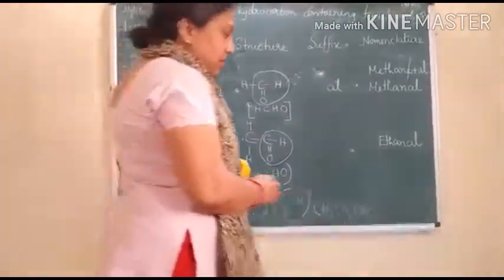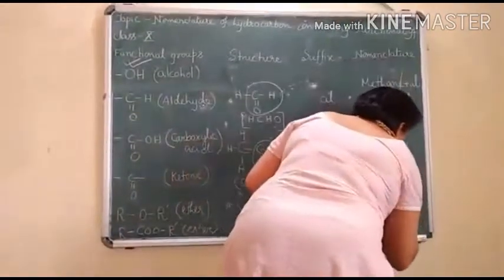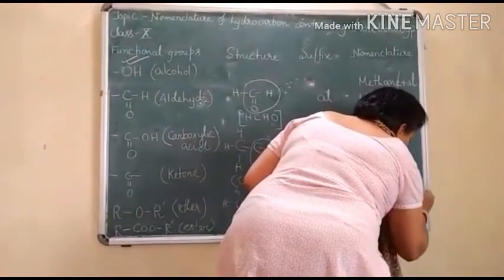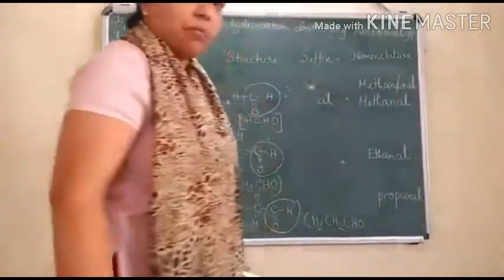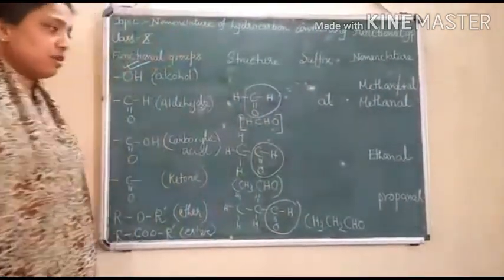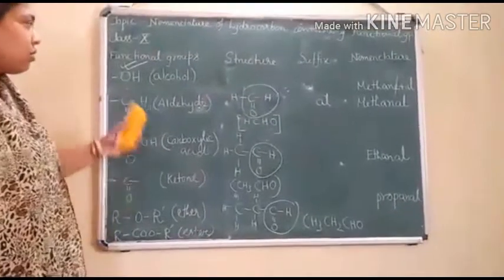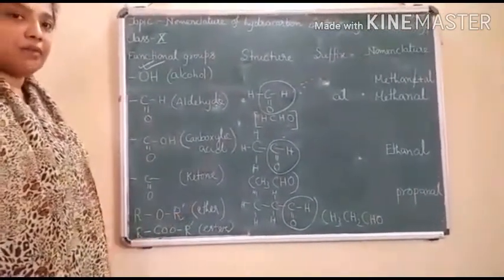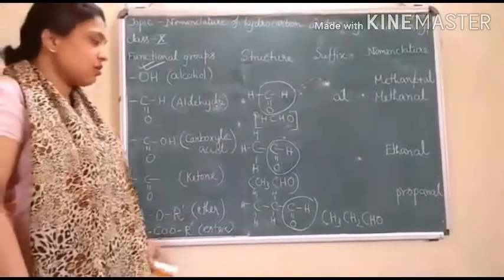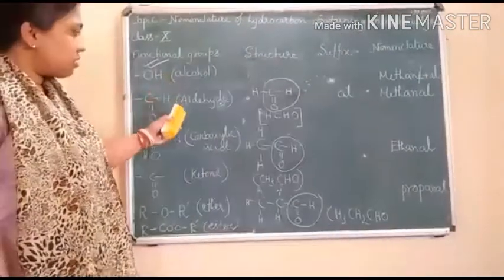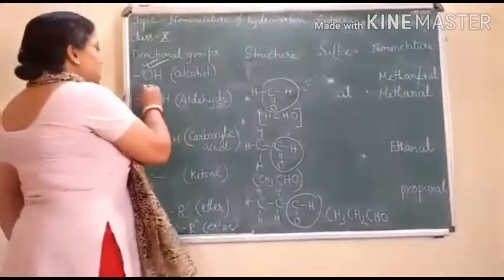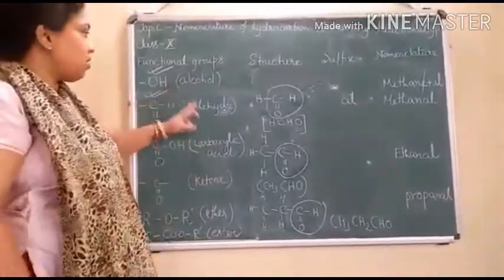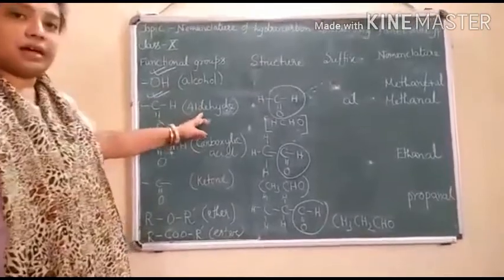The name will be propanal. Propane plus al, propanal. E will be omitted, so it is propanal. So this is all for butanal. You can write it, you try for that. If you have any confusion, you can ask me. So this is all about aldehyde. So 2 functional groups I have done: one is alcohol, another one is aldehyde.